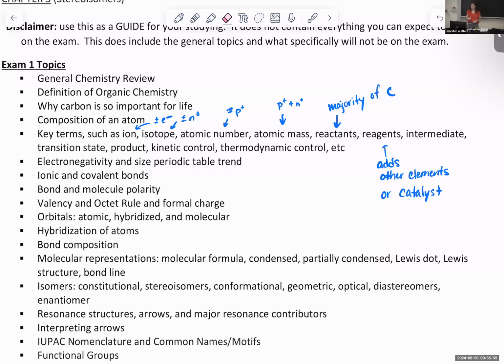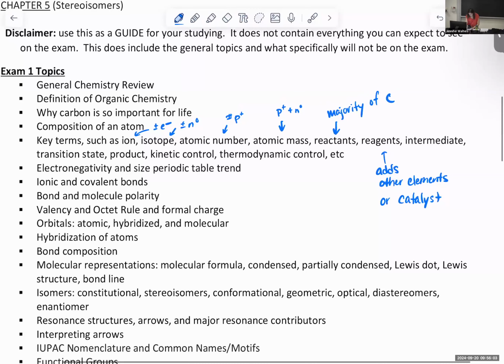For our electronegativity and our size periodic table trends, they were just opposite. So electronegativity increased as you got closer to fluorine. And then our size increased as you got closer to francium. So as you went up and to the right on the periodic table, that increased your electronegativity. As you went down to the left, that increased your size.